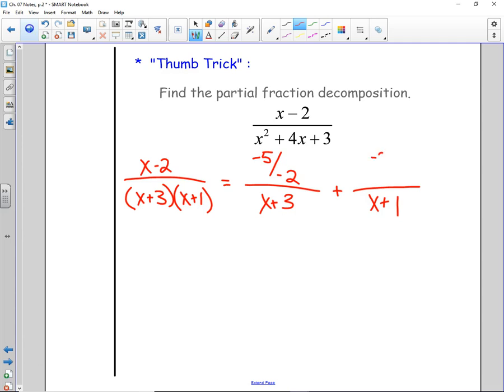Anybody get negative 3 over 2? Yes. Now the book's going to make this look a little funny because there's these weird fractions, and the book doesn't like fractions, neither do you. It doesn't like complex fractions. So let me show you what the book answer would be and let's see if we can figure out why.